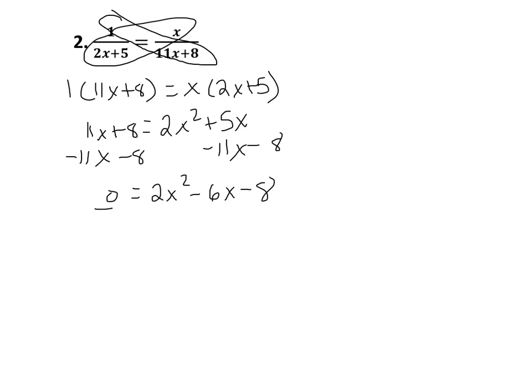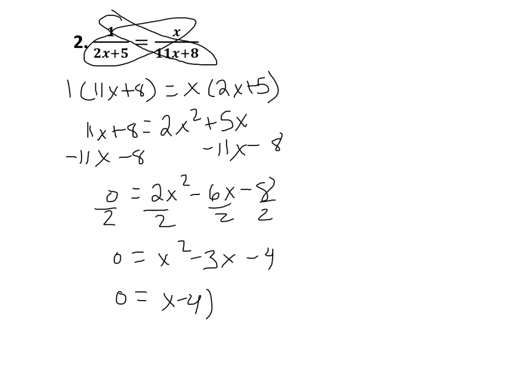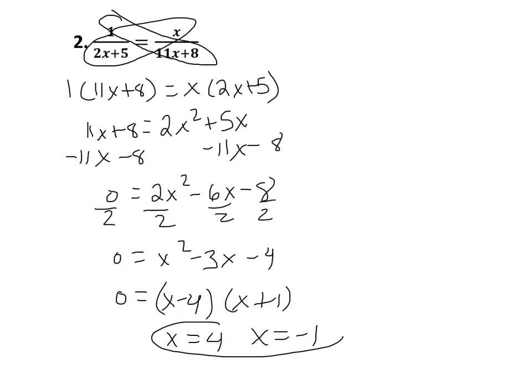Divide everything by 2. You get 0 equals x squared minus 3x minus 4. Factor that. So you get x minus 4, x plus 1. So you get x equals 4, x equals negative 1. Those both work. Okay? So when one fraction equals one fraction, we cross multiply. Let's take a look at another.